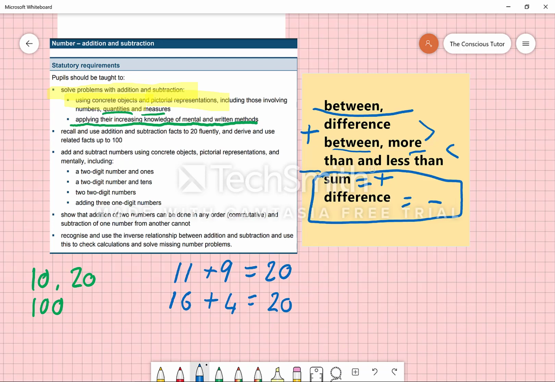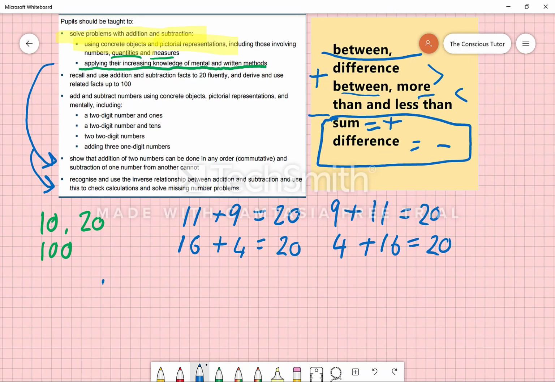Now if I just jump to this objective to show that numbers can be done in any order, and this one here to recognize the inverse relationship between addition and subtraction, we can write the same number sentence like this. 16 plus 4 equals 20, 4 plus 16 equals 20. This top one, 11 plus 9 equals 20, 9 plus 11 equals 20. So addition can be done in any order. It still gives you the same answer.